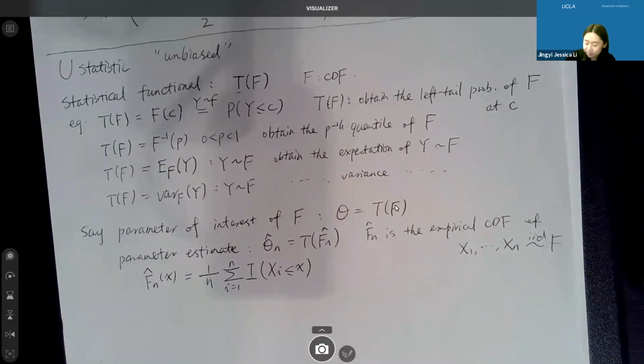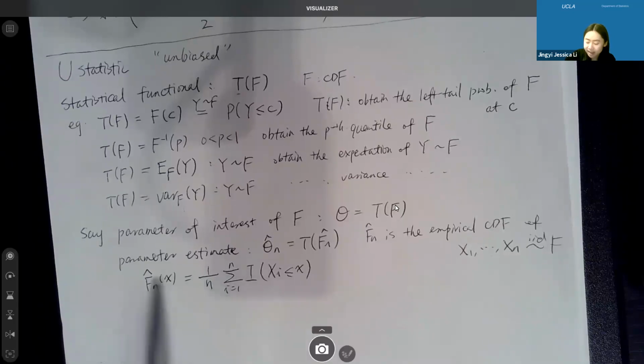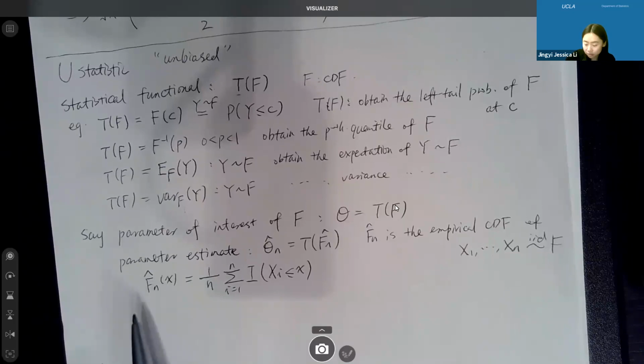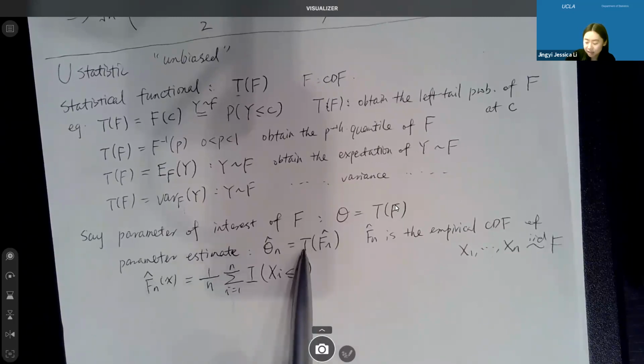And you can see that because x1 to xn are random, then this F_n hat, no matter which fixed x you evaluate it at, is a random value. So it is random. That's why, as a random function, you input it into the functional T, and the output, which is a statistic or parameter estimate, is still random. So the random nature will be kept. Okay, so that's a functional.